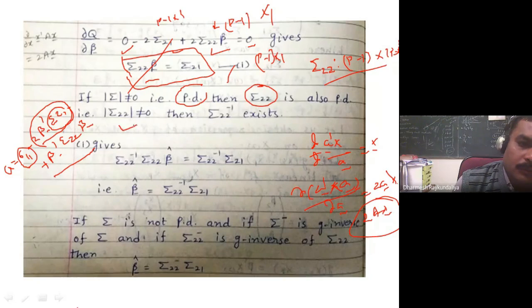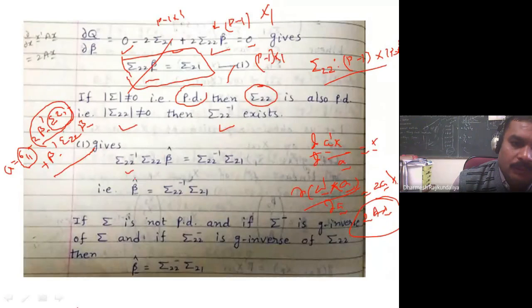determinant of sigma 2 2 is not equal to 0. And when the determinant of any matrix is not equal to 0, that means that matrix is invertible. So we say that the regular inverse of sigma 2 2 exists. And if it exists, what happens? We can pre-multiply equation 1 on both sides by sigma 2 2 inverse.